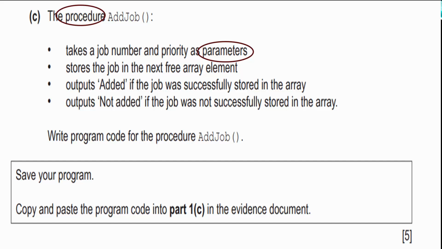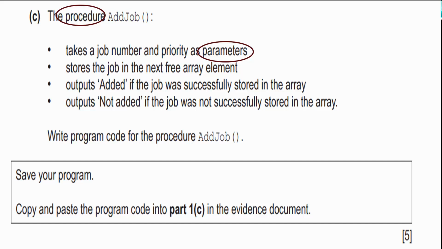I want to store the job in the next free array element. Now when it says store the job, there are 2 things I need to store. The job number that is in the first column, and then I need to store the job priority in the second column of the row. How do I know what row I'm on? Well, that's what number of jobs is going to be. It starts at 0. So when we run it the first time, we're going to insert something into the very first row, which is going to be represented by index 0.